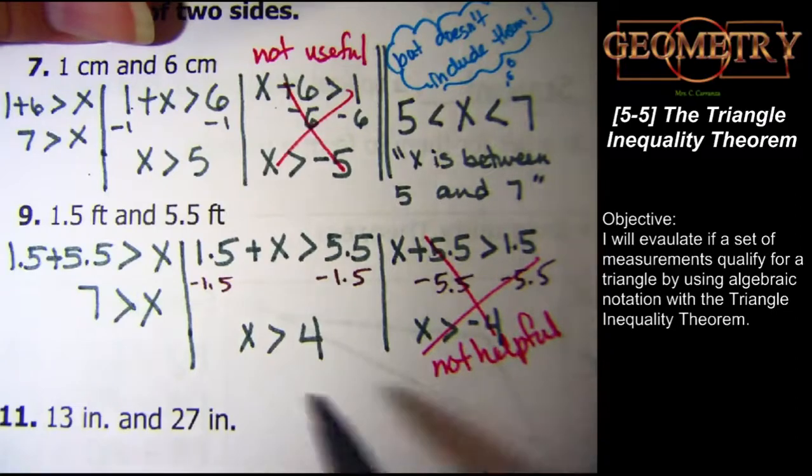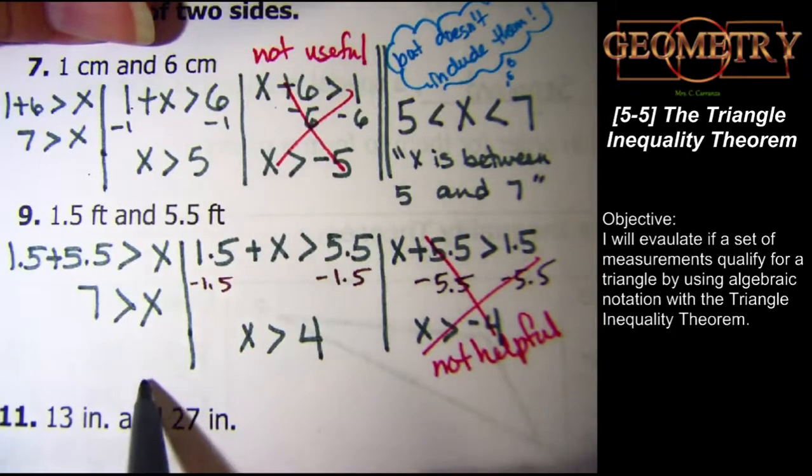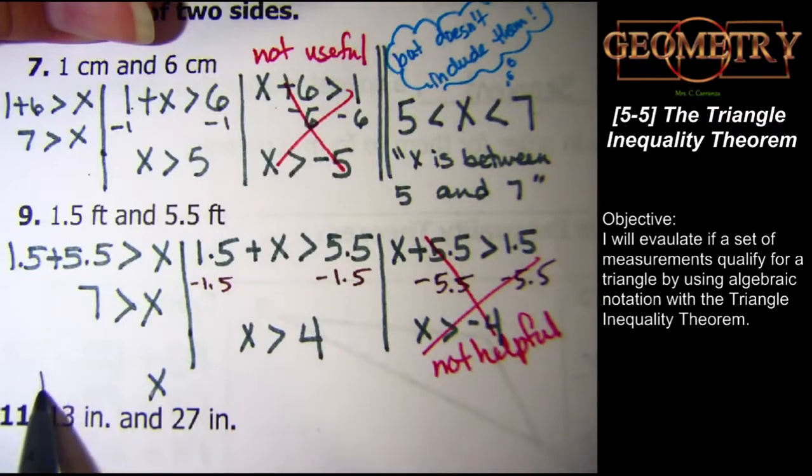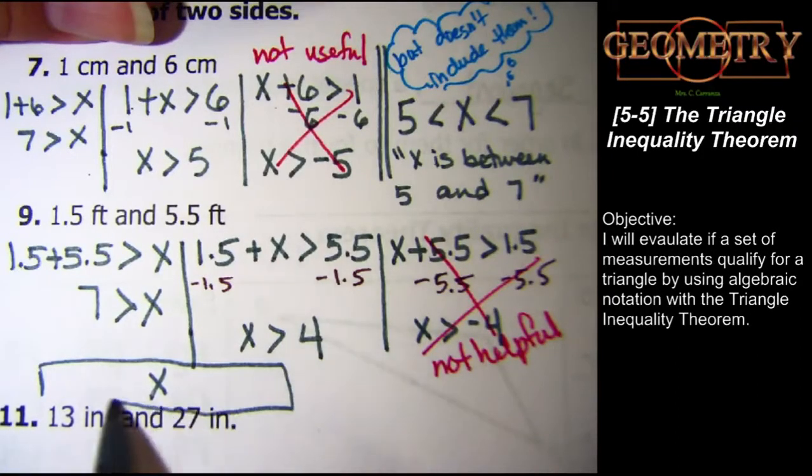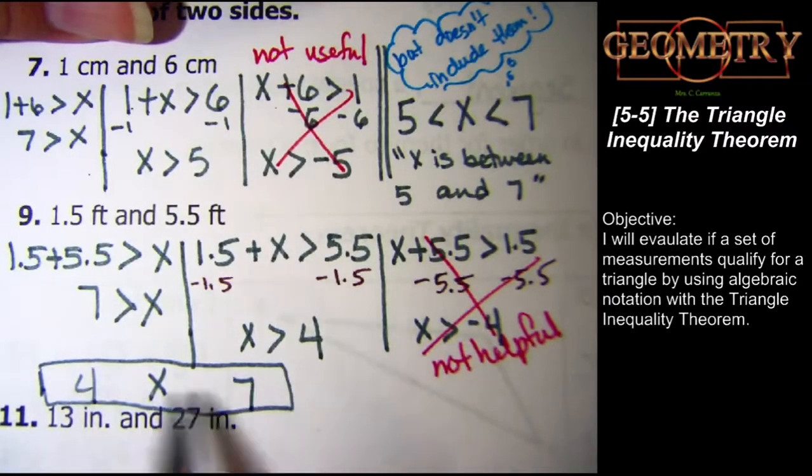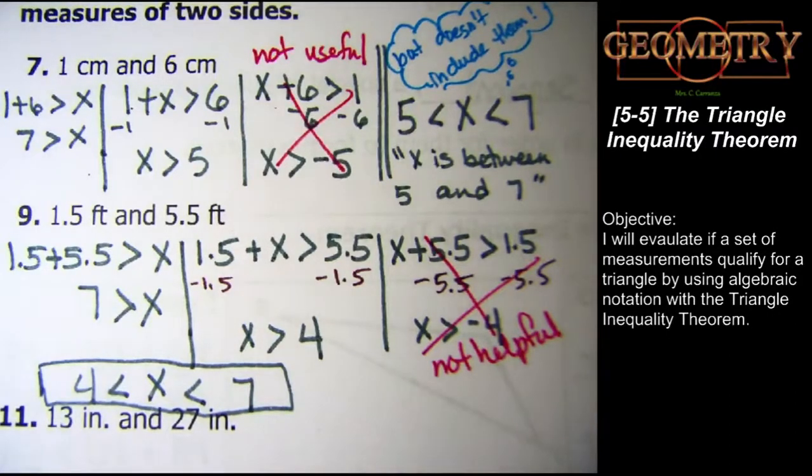All right, so what's my range? X is between 4 and 7, but does not include them.